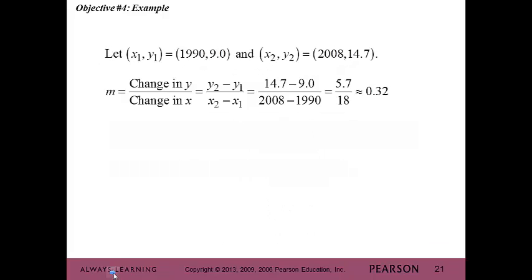This time I'm going to go ahead and show you the formula instead of the shortcut. If we use the formula, we're going to label our points. Let this be x1, y1, and let this be x2, y2. So then it's y2 minus y1, so we get 14.7 minus 9.0, divided by x2 minus x1, 2008 minus 1990. Calculate, and we get our slope to be approximately 0.32.